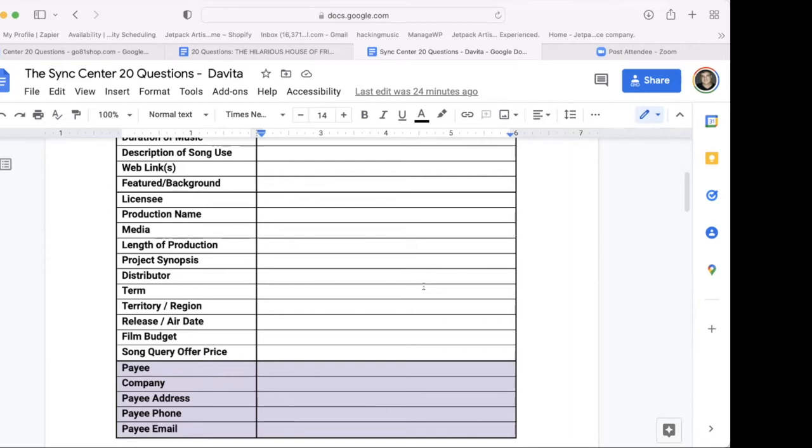That's a question they're going to ask. They're going to say, okay, what's the total budget for the film? Is it 2 million or is it 20 million? A $20 million budget is going to have more music spend than a $2 million budget. And then the other side of that coin is the song price. What are we asking? What are we offering for this song?